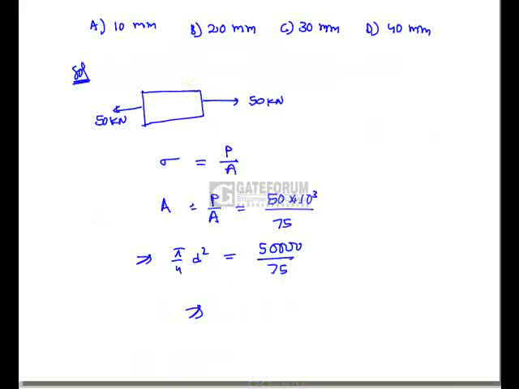From this relation we can get the diameter of the link stalk, that is equal to 29.13, so nearly equal to 30 mm. So in the options, the right option is C. C is the right answer.